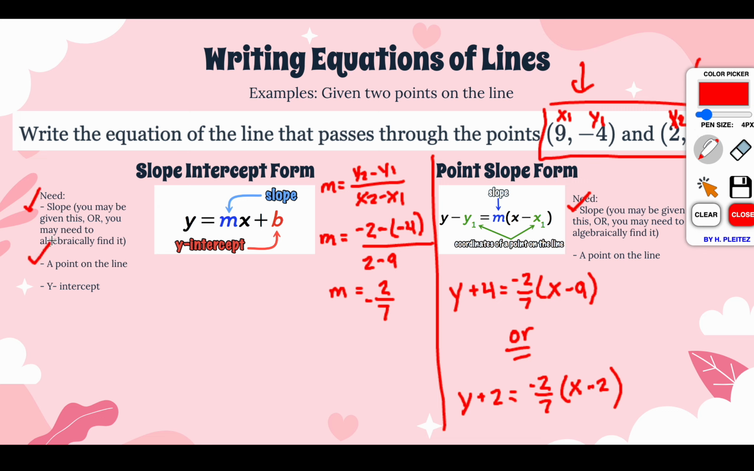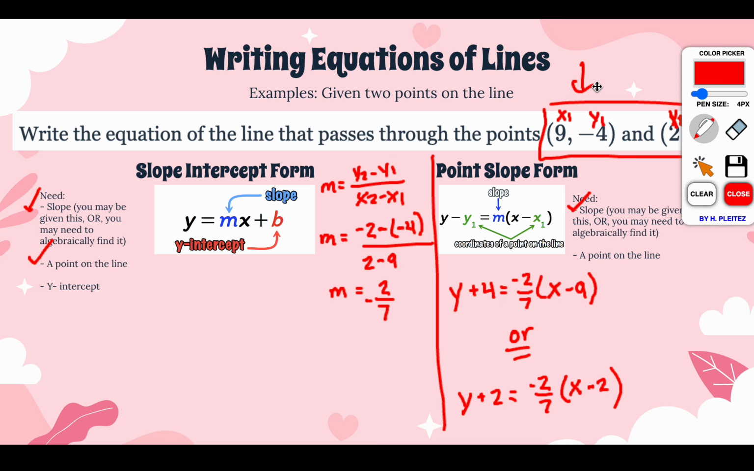Now, for the other one, we still need our y-intercept, right? Remember, for slope-intercept form, you need to go that extra step where you're substituting in your given information. And again, it doesn't matter which point you choose, but you need to substitute a point into y equals mx plus b with your slope so that you can actually find your y-intercept. So I'm going to use the first point. So -4 equals -2 over 7 times 9 plus b.